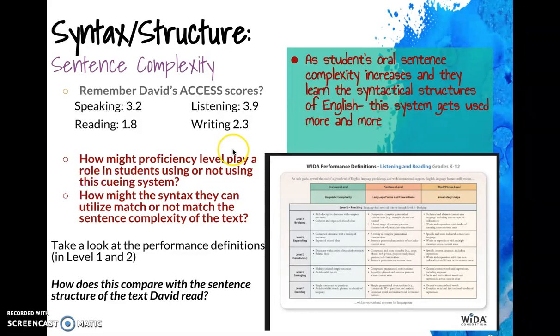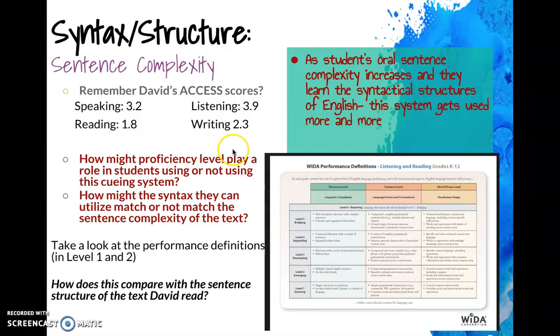It is often helpful to consider how an ELL's sentence complexity level lines up or does not line up with the complexity of a text. We often see correlations to that and where breakdown starts to happen, like with David. The syntax cueing system demands more from the reader as they move ahead in further reading levels.